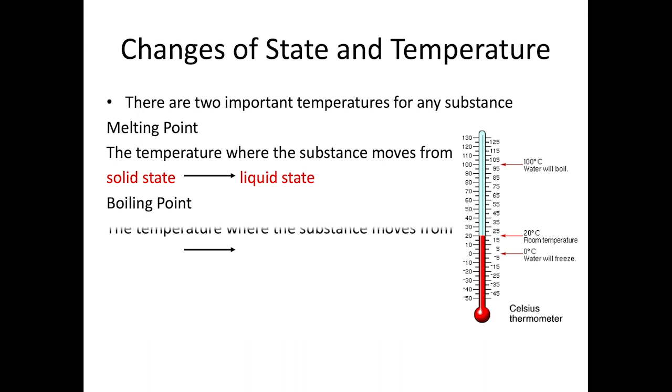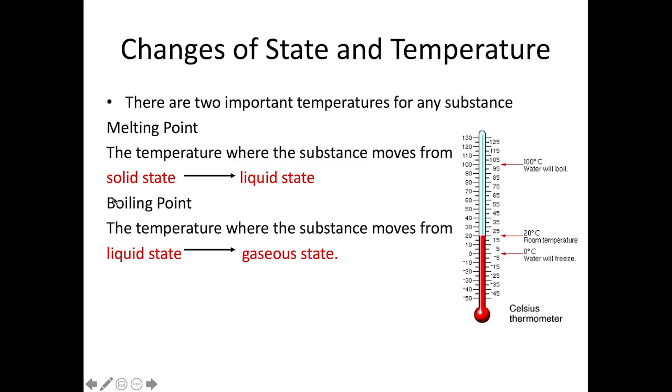A boiling point is the temperature where a substance moves from its liquid state to its gaseous state. So if we're talking about water, we're talking about 100 degrees. If you have a pot of water on the stove and you want to boil it to make Kraft dinner, you're going to have to wait till it's reached 100 degrees in order to add your noodles and to say that it's boiled.